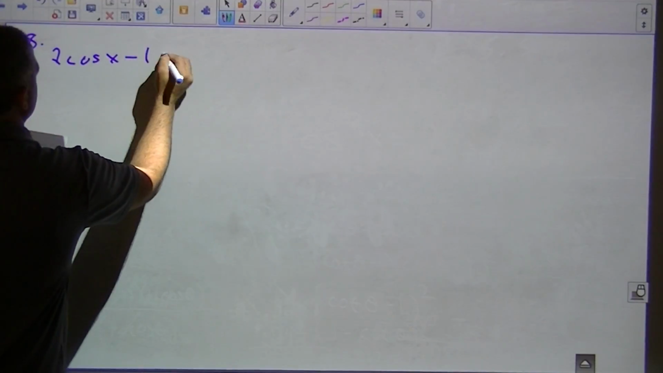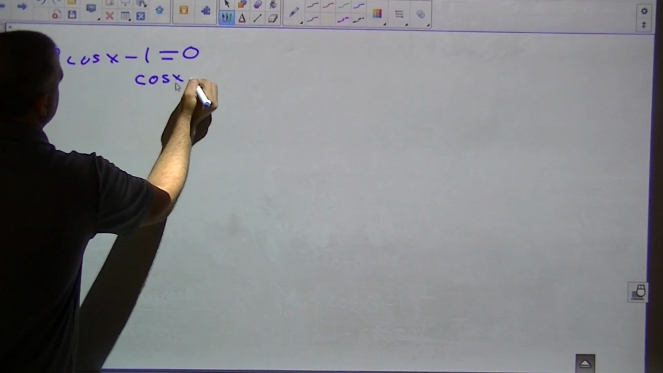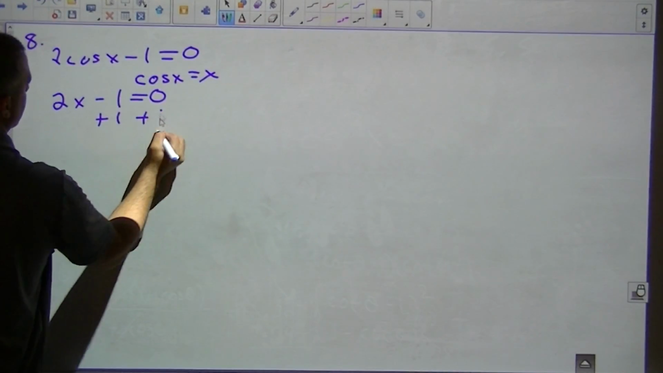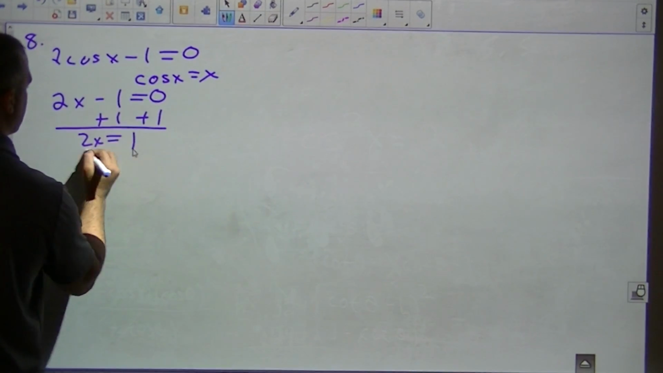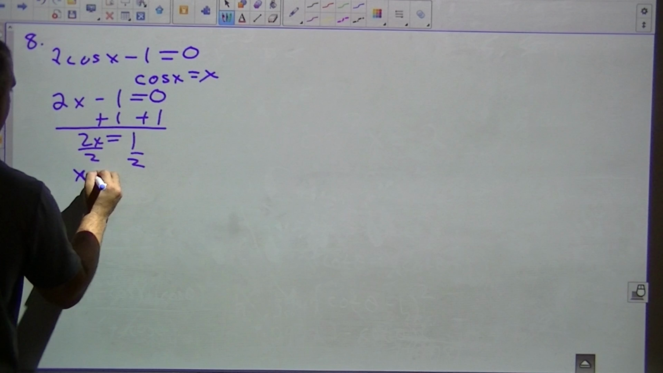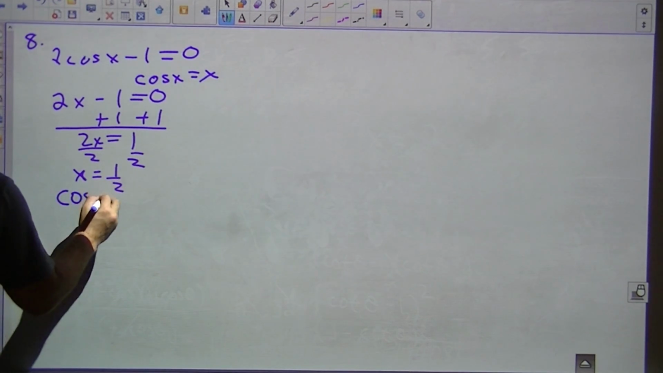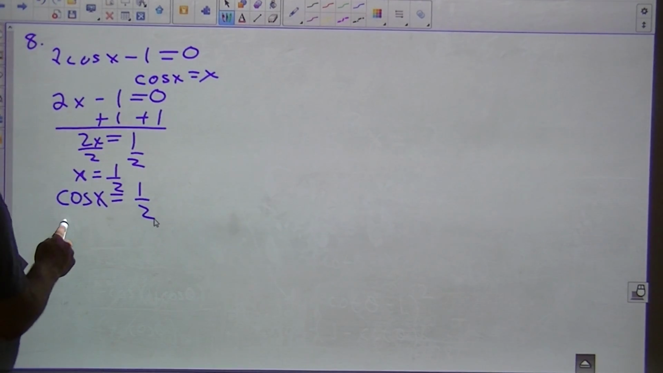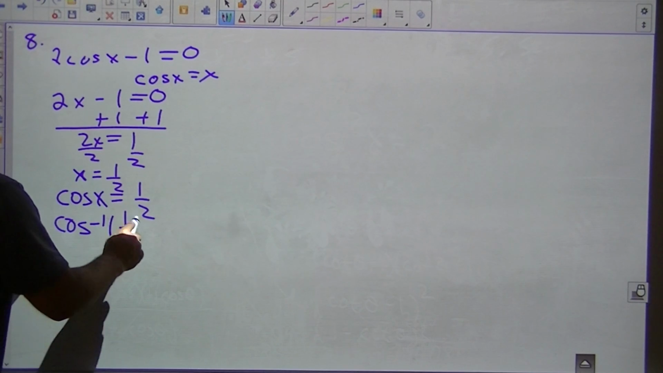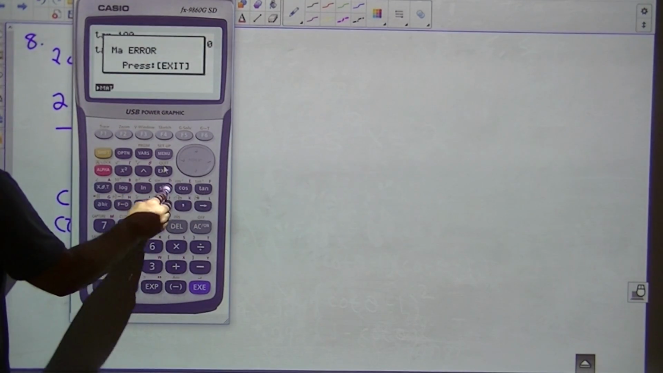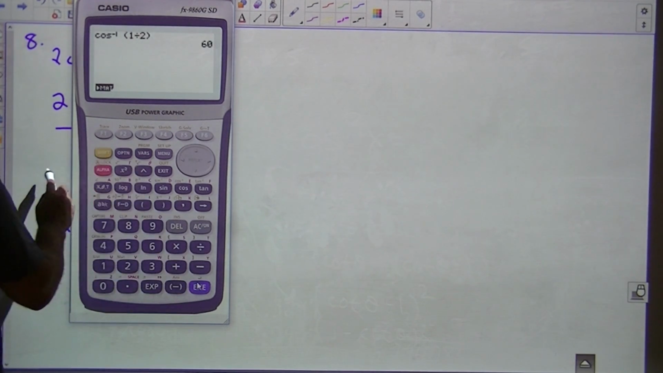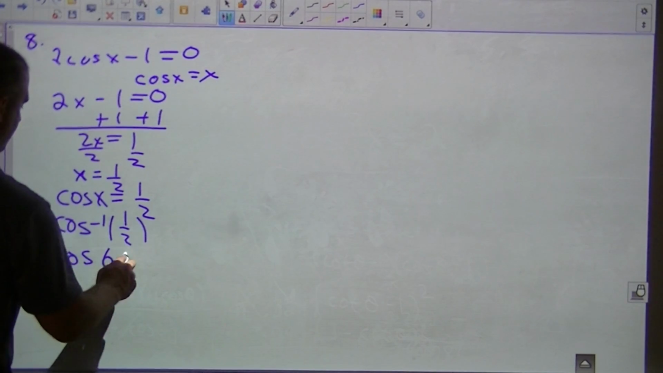All right? So what you do on question 8, you're going to sub out cosine x for x. So this turns into 2x minus 1 equals 0. You solve it like a regular equation. Add 1, divide by 2. Okay? So I got x equals 1/2. Now, what you do is you bring back the cosine. So you solve it for x, then bring back your original. Then you do inverse of 1/2, and you want to see what you get. All right, that's 60 degrees. So the first angle that works is 60.